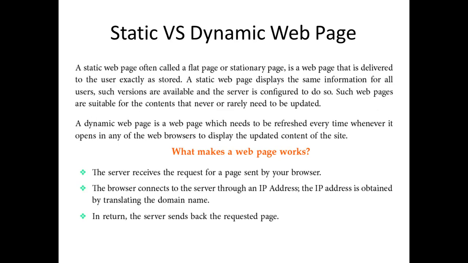Now, there are two types of web pages, static and dynamic web pages. First, we talk about static. A static web page, often called a flat page or a stationary page, is a web page that is delivered to the user exactly as stored. A static web page displays the same information for all users, as long as versions are available and the server is configured to do so. Such web pages are suitable for content that never or rarely needs to be updated. All HTML designed web pages are examples of static web pages.